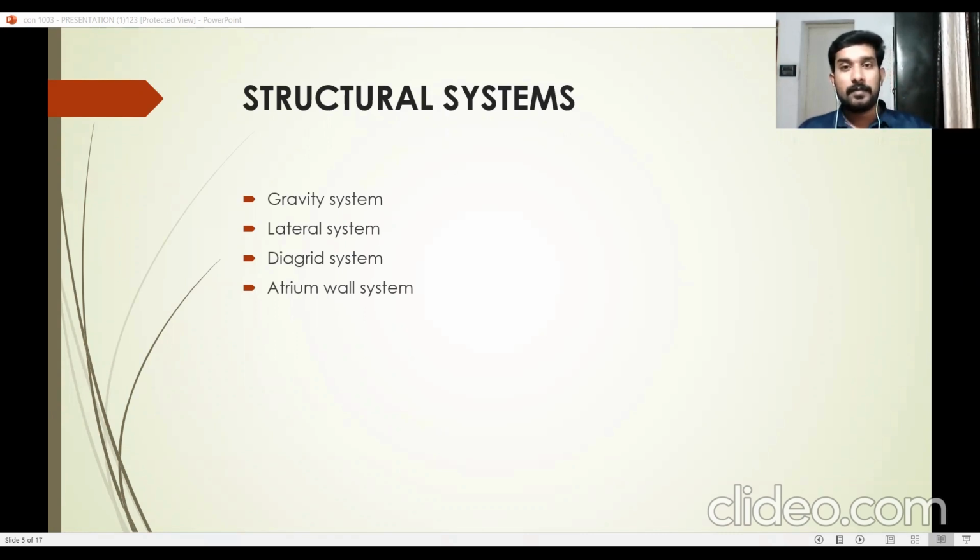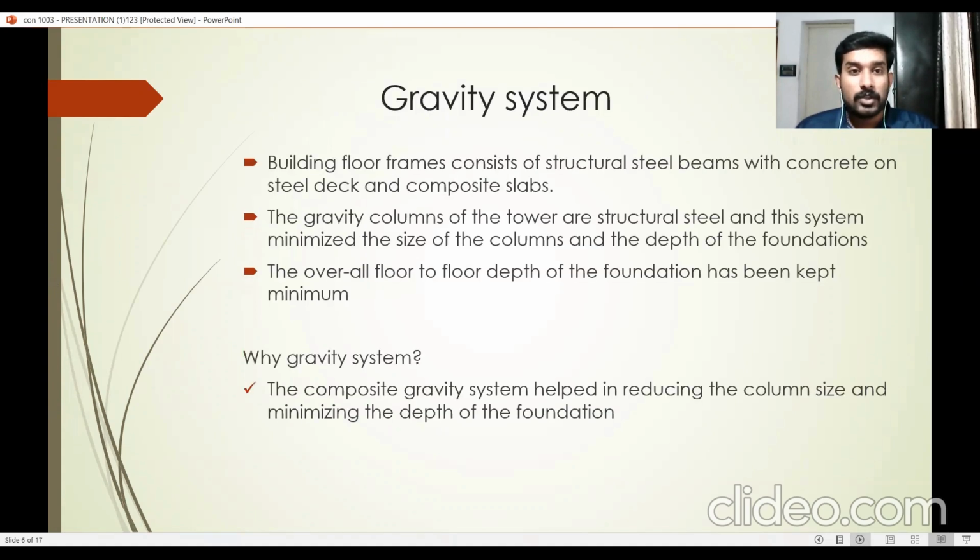So as you can see, the various structural systems which are used in the construction are the gravity system, the lateral system, the diagrid system, and the atrium wall system. So looking at the gravity system, the building floor framing consists of structural steel beams with concrete on the steel deck or composite slabs.